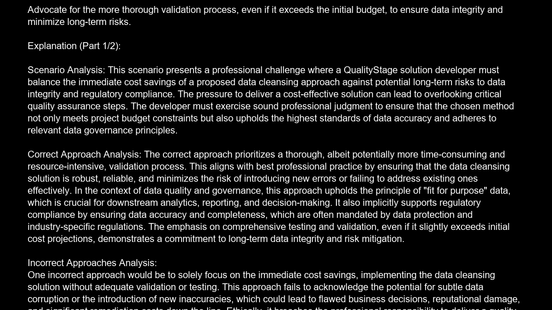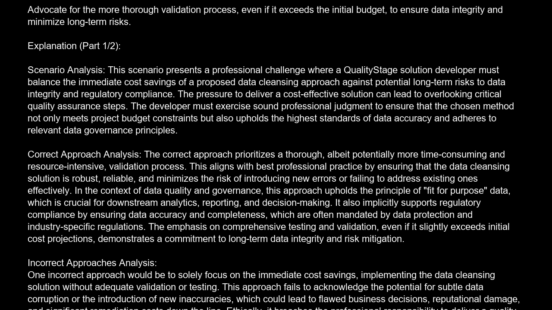The developer must exercise sound professional judgment to ensure that the chosen method not only meets project budget constraints, but also upholds the highest standards of data accuracy and adheres to relevant data governance principles. Correct approach analysis. The correct approach prioritizes a thorough, albeit potentially more time-consuming and resource-intensive, validation process. This aligns with best professional practice by ensuring that the data cleansing solution is robust, reliable, and minimizes the risk of introducing new errors or failing to address existing ones effectively.